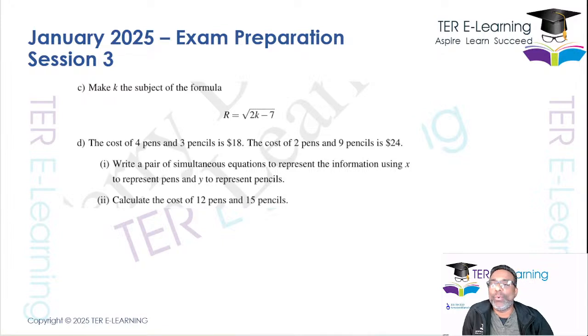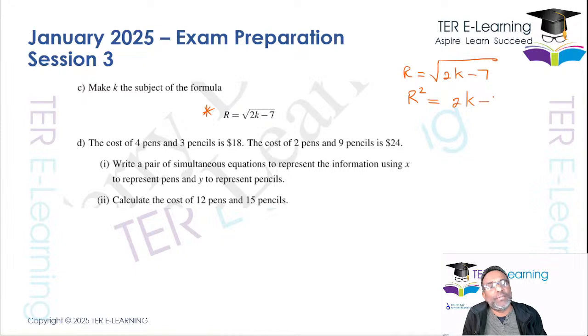This next one here, we want to make r the subject of the formula. So we have r is equal to the square root of 2k minus 7. Now, anytime you see inequalities where we have a square root sign and we want to get rid of it, what we need to do is to square both sides. In this case, if I square the left side, I'm going to get r squared. On the right side, you're going to get 2k minus 7.